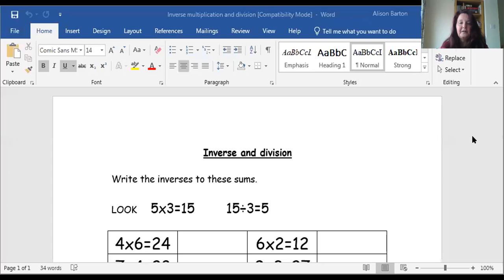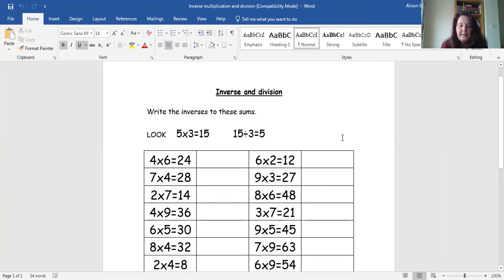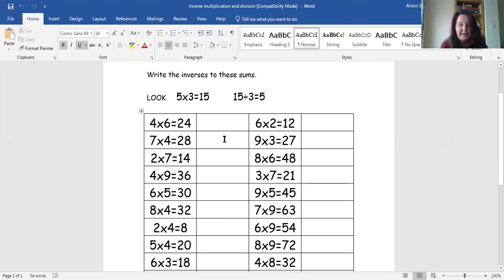I'm going to show you the first sheet now. So the first sheet looks like this. This is the first sheet, there we go. So if you have a look at all these multiplications, the answers are already there. You haven't even got to work out the answers. Look, the answers are there. And in this space here, where there's a spare space, this is where you put your division.